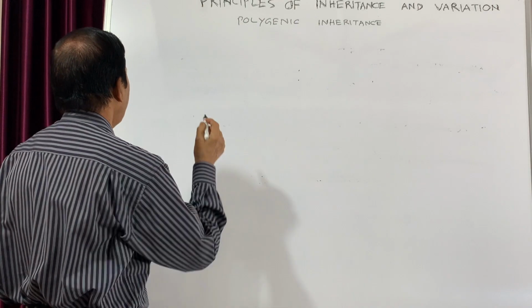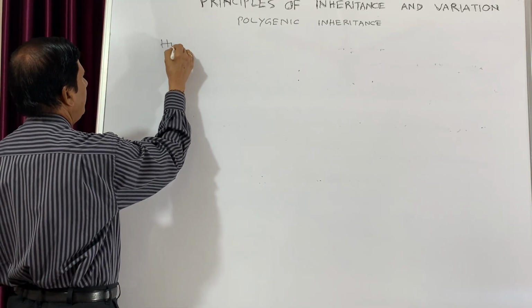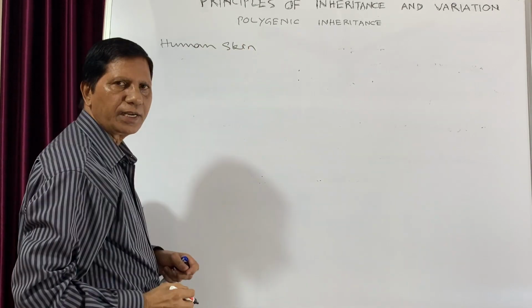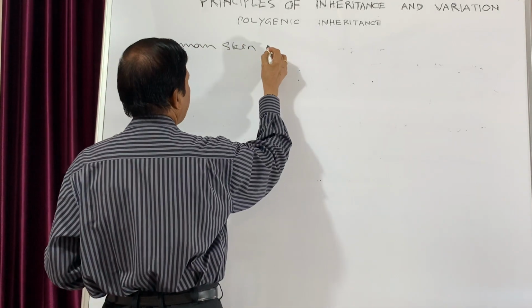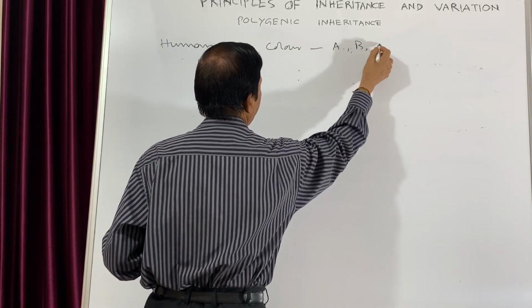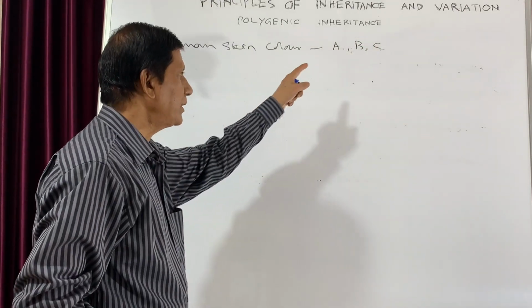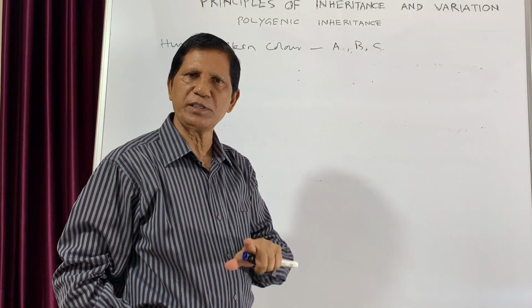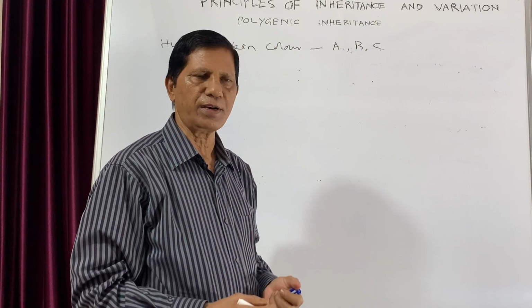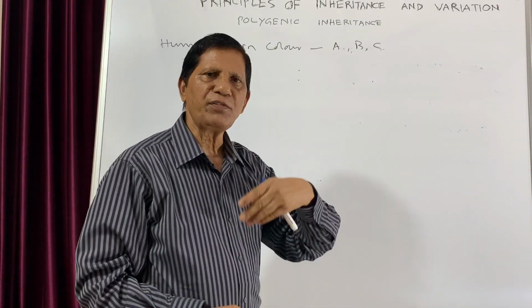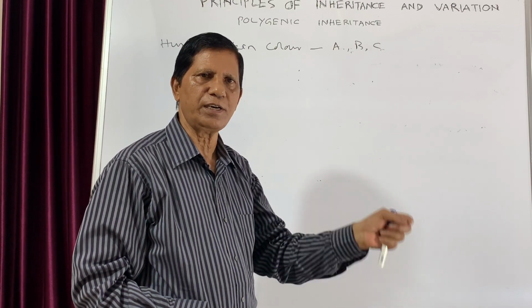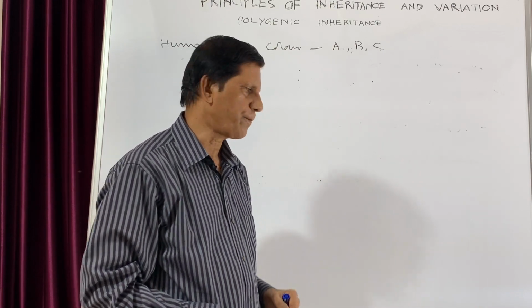So take human skin color as an example of this polygenic inheritance. The human skin color is controlled by 3 genes, A, B, C. Only when they are present in the dominant form will they express the phenotype. Their recessives will not express any phenotype. Now these are present in different chromosomes, but their effect is the same, that is determination of the skin color.